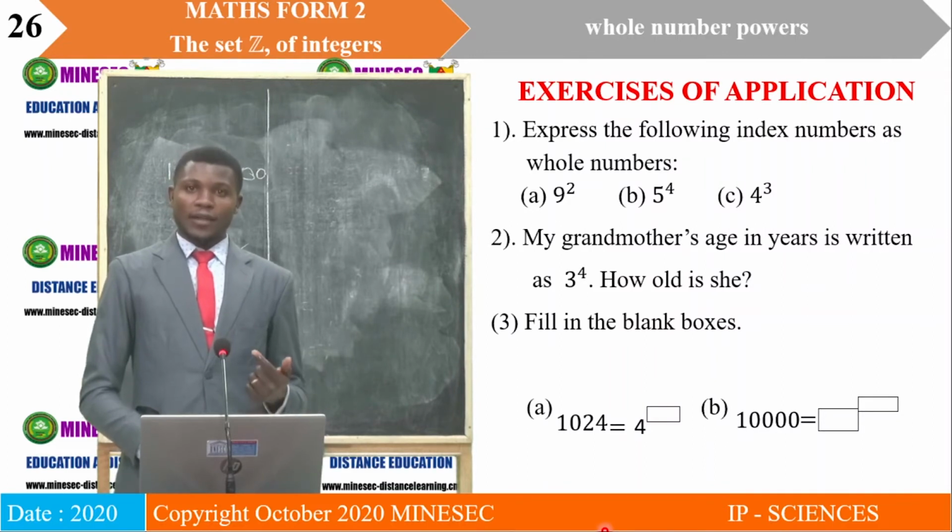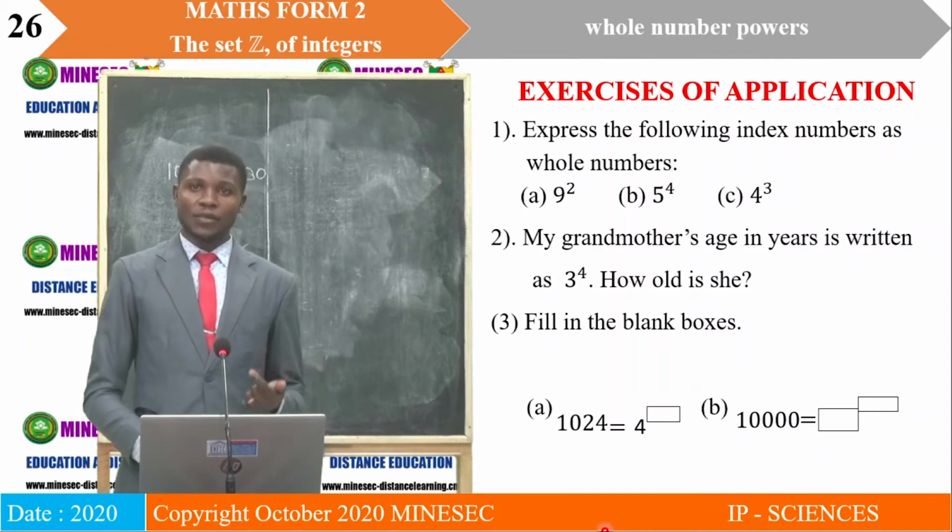In the third question, we have been asked to fill the blank boxes. We have been given 1024 to fill the box. So the base has been given, but the power has not been given, so you have to look for the power yourself. In the B part of the question, you have been given 10,000, the base has not been given, and the power has not been given. So you are the one to look for the base as well as the power.